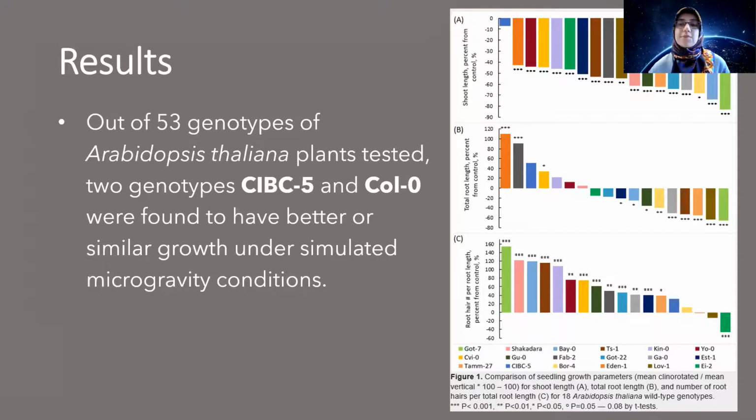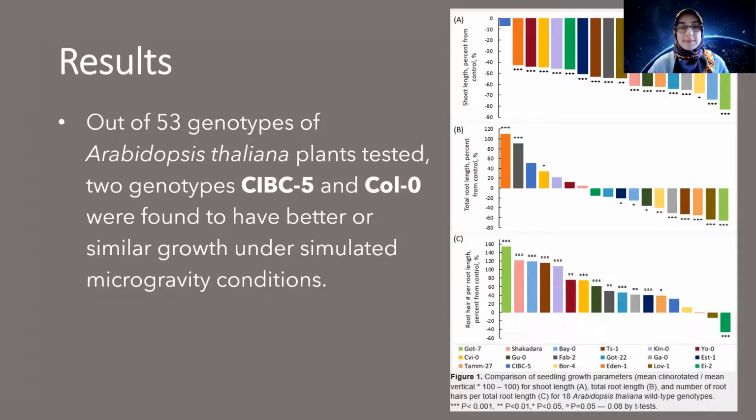Moving on to a summary of the results. So far we have analyzed 53 genotypes and found two, CIBC5 and Columbia-0, which showed no difference or better growth in their different growth parameters under clinostat rotation. These genotypes may have potential gravitational stress resistance, so they'll be our prime candidates for future spaceflight experiments with plants.